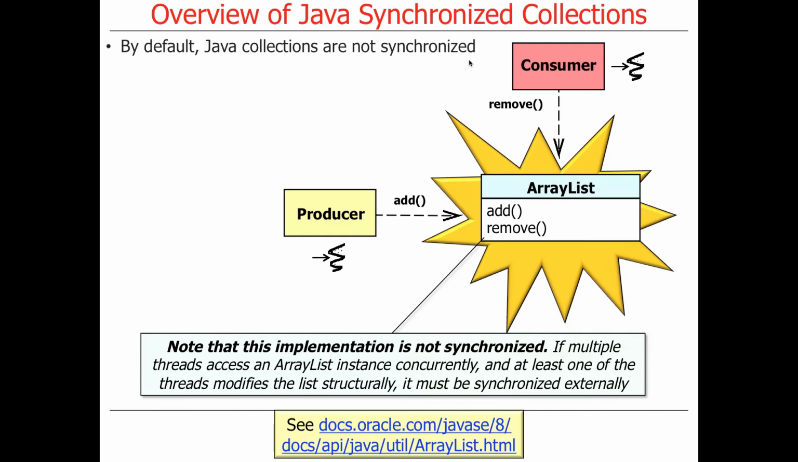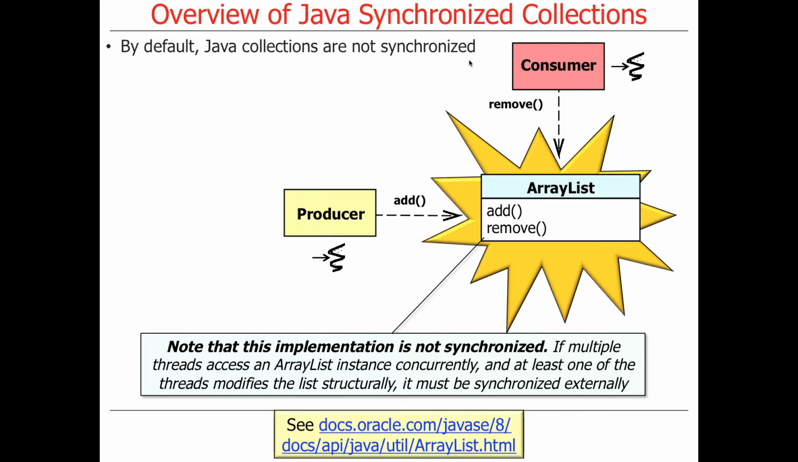concurrent collections. So first of all, why is this important? Well, hopefully you're all aware of the concept of collections. So array list is an example of a collection. A linked list is an example of a collection. Lots of examples of collections. And by default, Java collections are not synchronized at all.